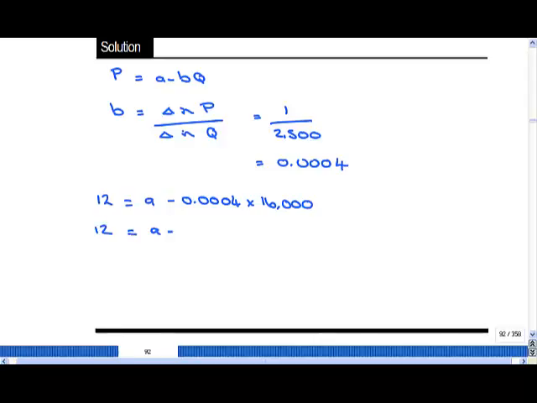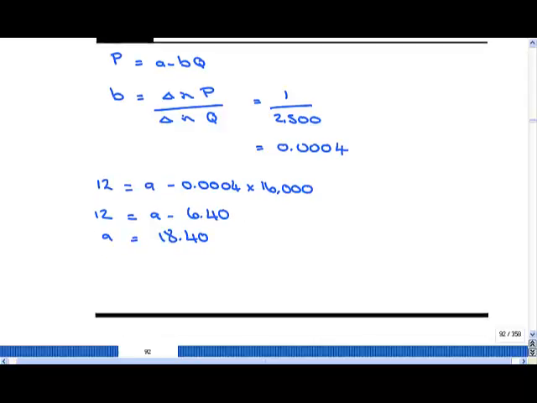A is therefore 1840. Now we're going to use this value of A and drop that back into our demand function, put in our desired quantity and find out what that selling price must be.